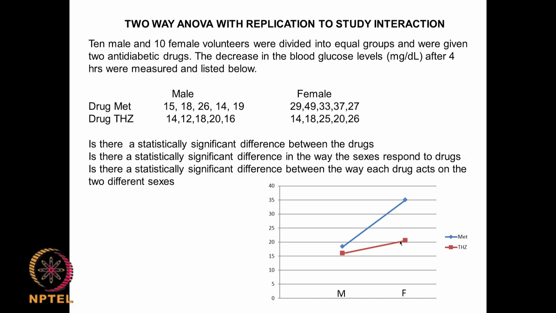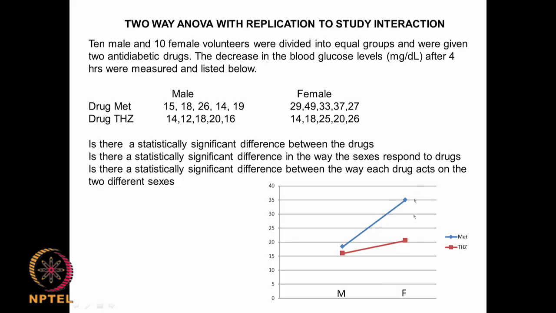If you remember the old pictures I showed you, ideally if the lines are parallel to each other, we can say both the drugs act in a similar way between both the genders. But in this particular case, both the drugs do not act in the same way with both the genders, because they are not really parallel, they are diverging. That means metformin is acting much more on females when compared to males, whereas THZ is acting only marginally on females when compared to males. Obviously there is an interaction, and we are interested in knowing it. There are many drugs which have such effects. They may act differently on female and differently on male.